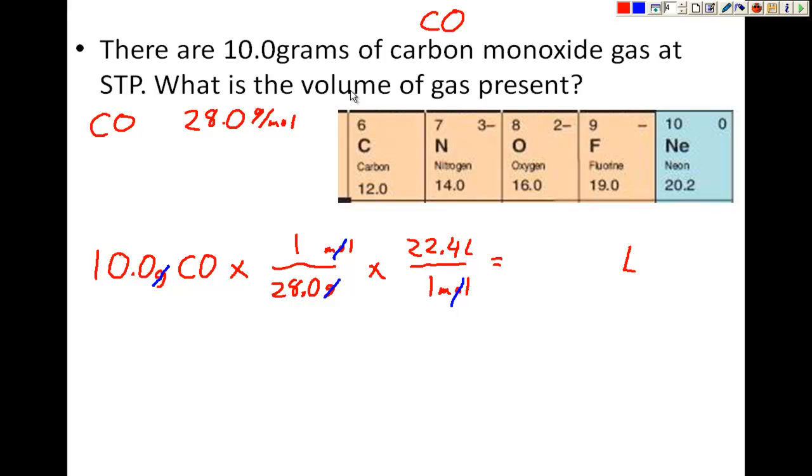So in my calculator, I'm going to go 10 divided by 28, and then I'm going to multiply that by 22.4, and I come up with the number 7.999, and it goes on for a little bit.